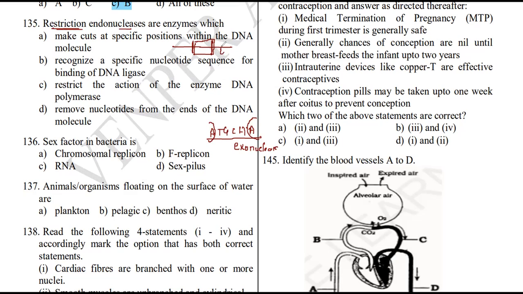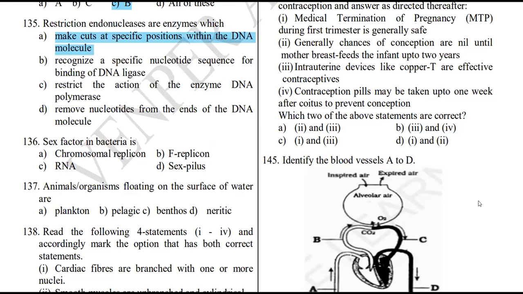Suppose, let's take EcoRI and HindIII as examples. All these enzymes cut at a specific sequence, especially inside the DNA. So they make cuts at specific positions within the DNA molecule. So our answer is going to be option A.